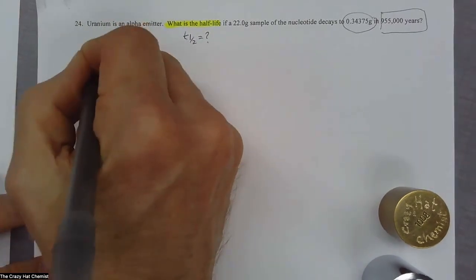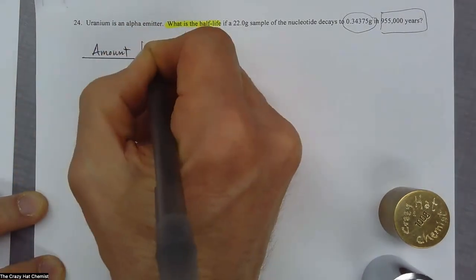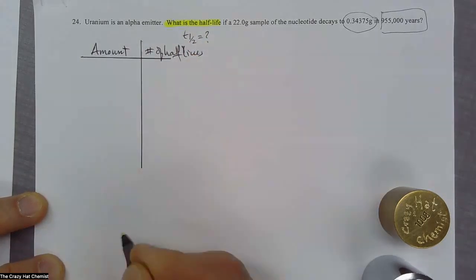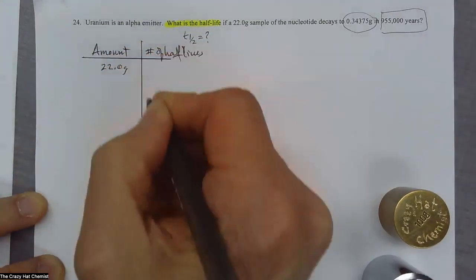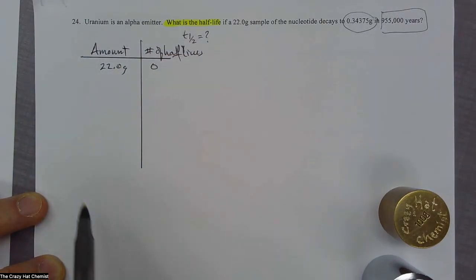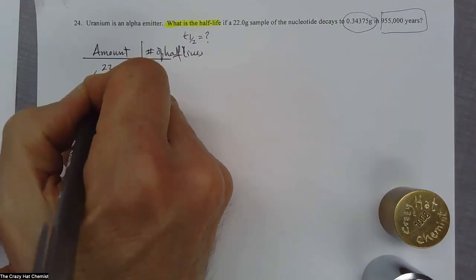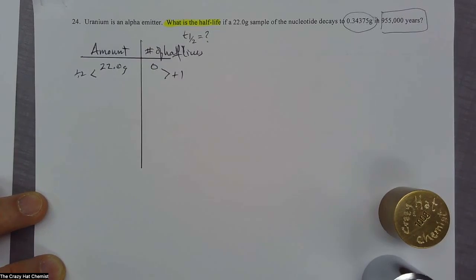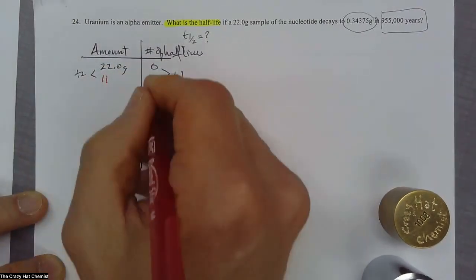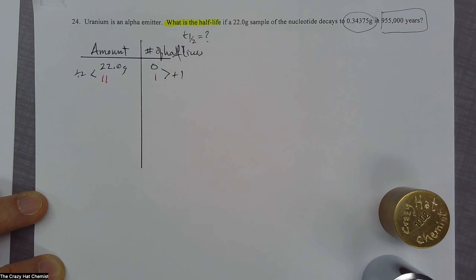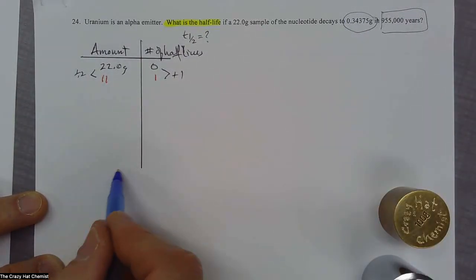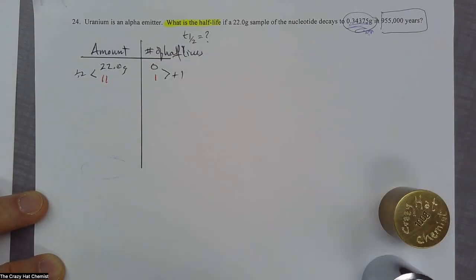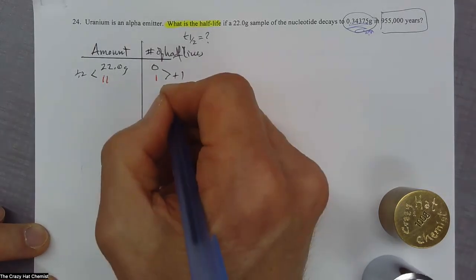Okay, so amount, number of half-lives. So you start off with 22.0 grams, and that's 0 half-lives. So what I need to do is take this number and divide it by 2. And then I am going to add 1 in this column. Okay, that will get me 11 grams and 1 half-life. I'm going to continue this process until I end here at the bottom somewhere with this number right here. That's what I'm shooting and aiming for right now. Okay. So I'm going to add 1.